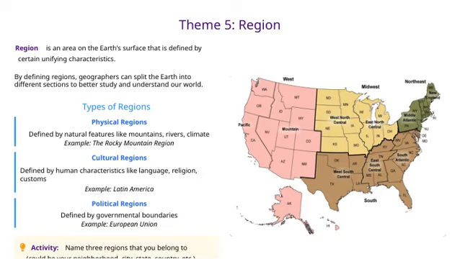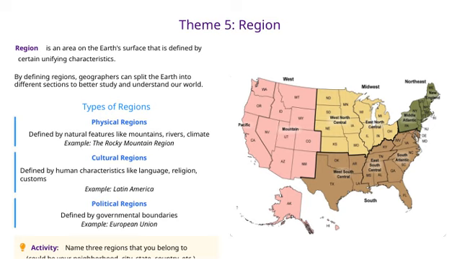Today, we're going to talk about the concept of a region. A region is basically an area on the Earth's surface that is defined by certain unifying characteristics. These characteristics help us identify and categorize different parts of the world. By defining regions, geographers can split the Earth into different sections, which makes it easier to study and understand our world in a more organized way.